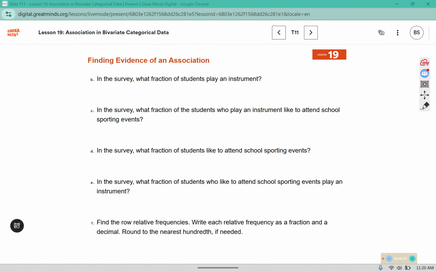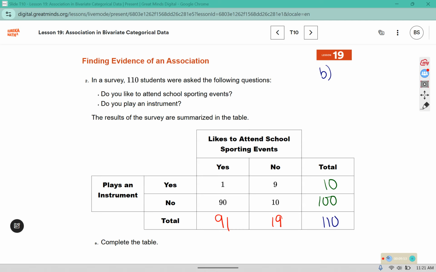B says, in the survey, what fraction of students play an instrument? This is of all students. So there are 110 students, and there are 10 that play an instrument.